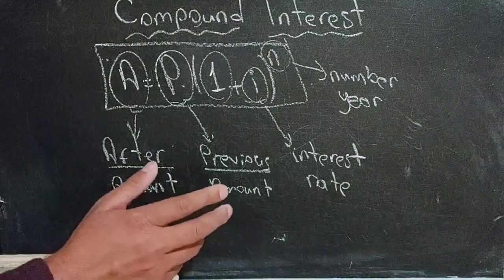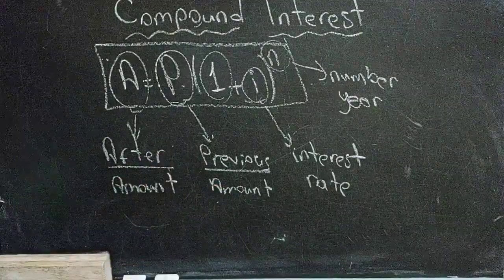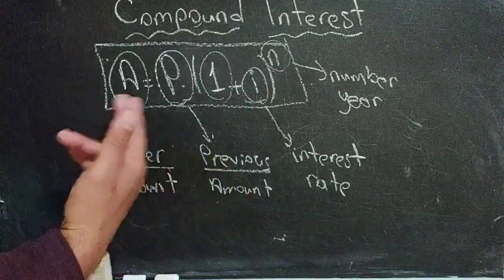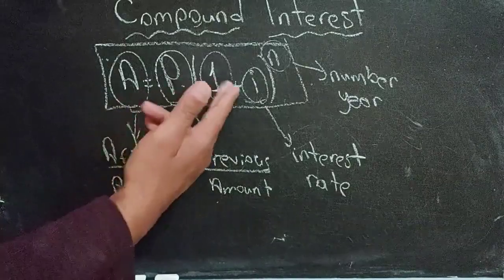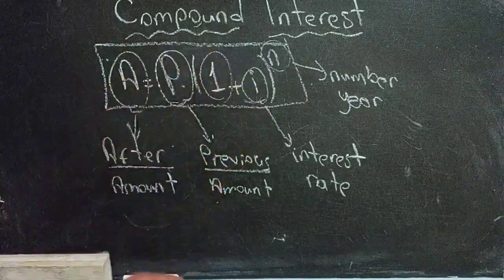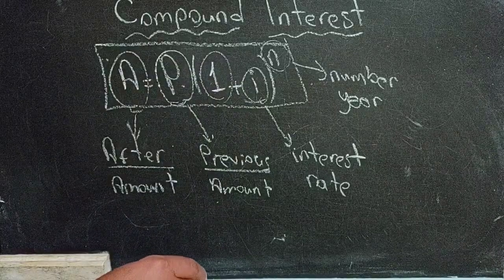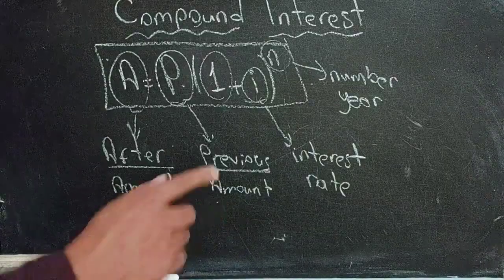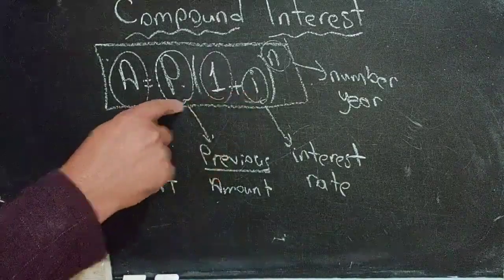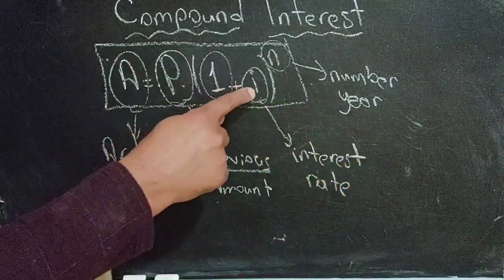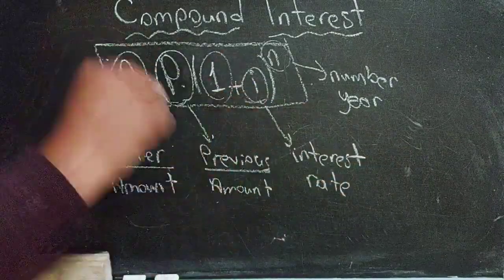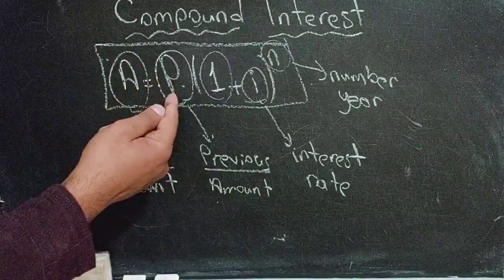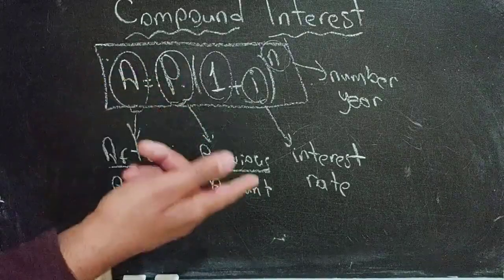Now, where do you use compound interest? Remember, in simple interest the formula was A equals P times bracket 1 plus i times n. Why? Because in simple interest you calculate the interest with the previous amount for all years. That's why you multiply i by n. But for compound interest, you don't calculate for all years with the same amount. The previous amount is going to change for every year.